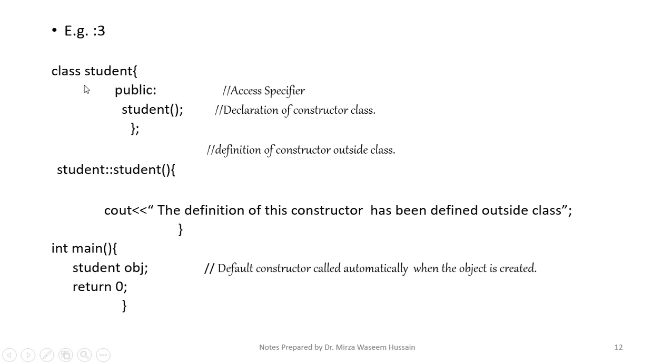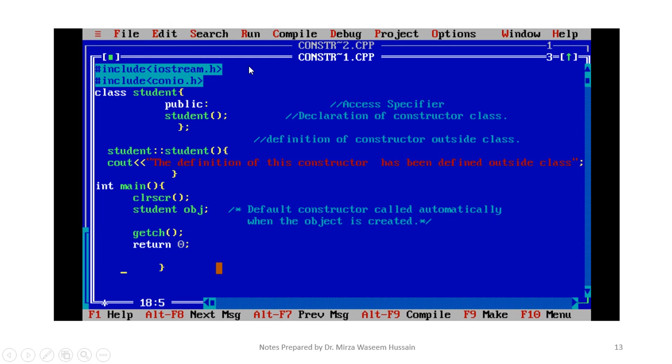Here we define a class named student, specifying the access specifiers, and here we are declaring a constructor, or we can call it the default constructor, with the name student. Then the definition of this constructor is given outside the class using the scope resolution operator. The output here is: the definition of this constructor has been defined outside the class. Then we specify the main part, where we specify the object of type student.